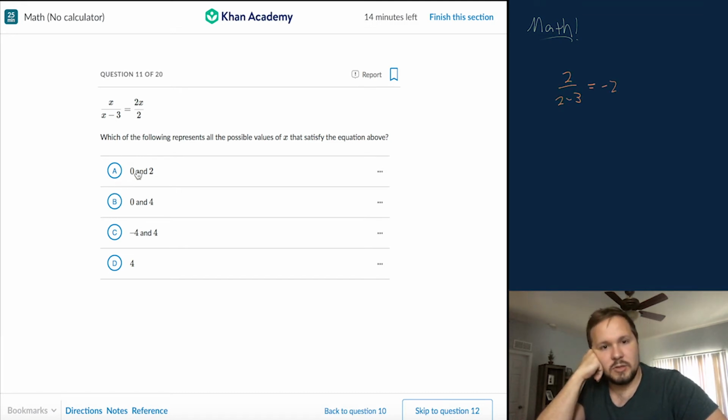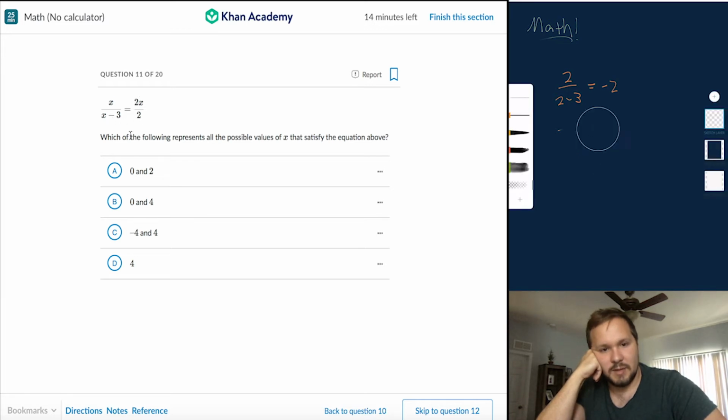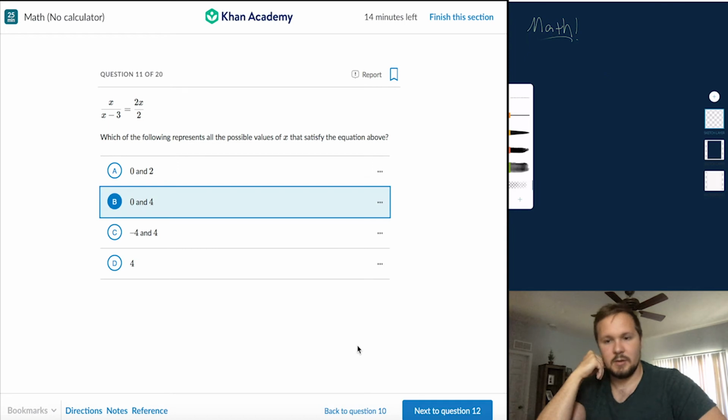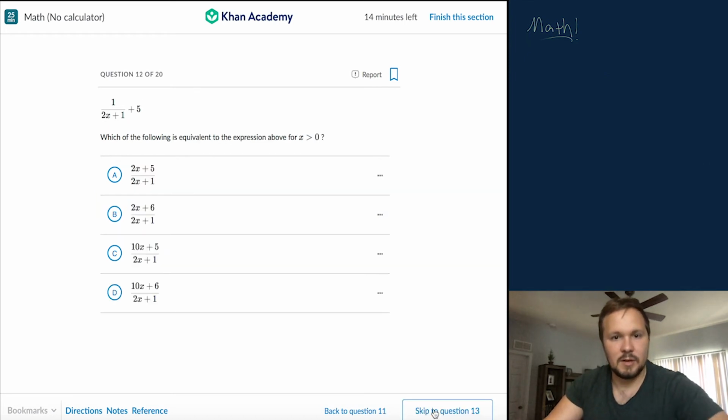Now if I plug in 2, 2 over 2 minus 3 is negative 2. And then 2 times 2 over 2 is positive 2. So it can't be A. So that means it has to be B. So that was just a bit of SAT problem solving right there.